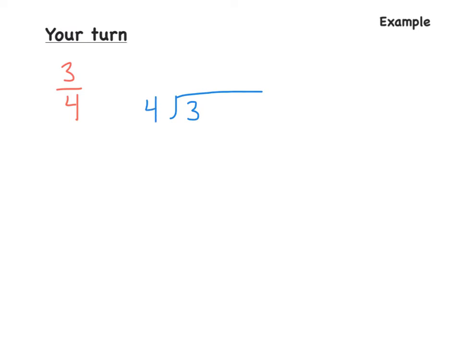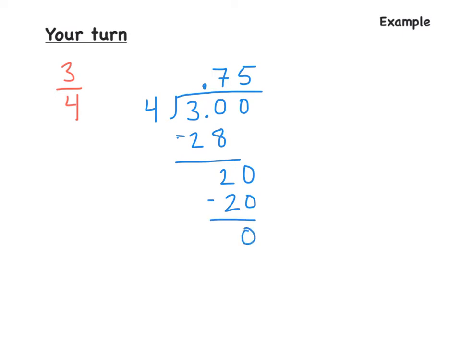So how many times is 4 going into 3? It doesn't, so you have to add the decimal. The decimal goes straight up. Add the 0. How many times does 4 go into 30? That's 7. So 7 times 4 is 28. Subtract those. 30 minus 28 is 2. Bring down a 0. How many times does 4 go into 20? 5 times. So that is 0. So our final answer is 0.75, or 75 hundredths.